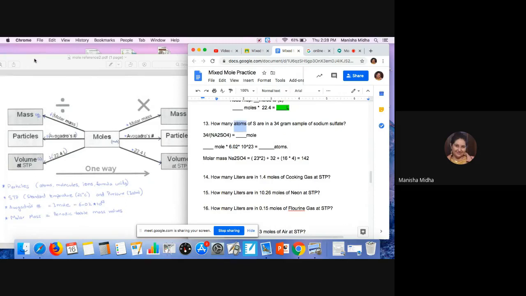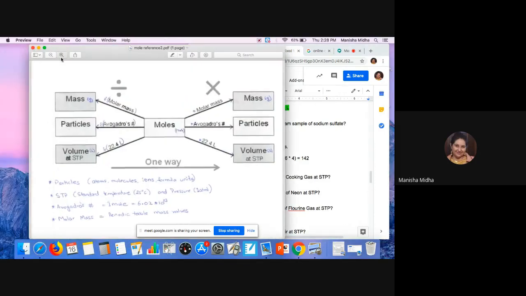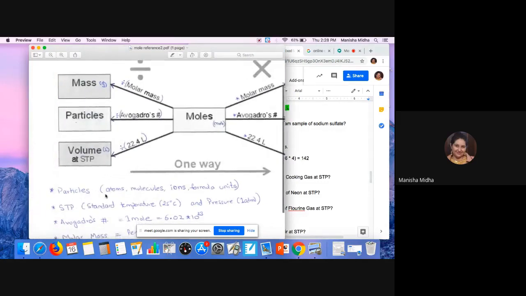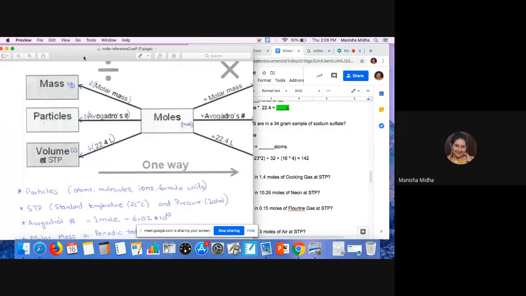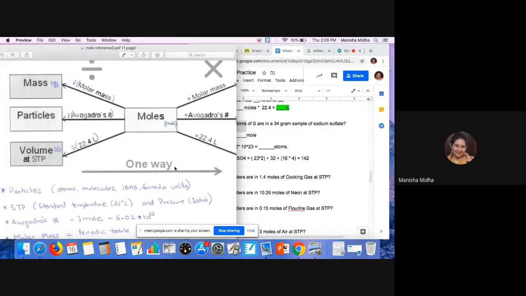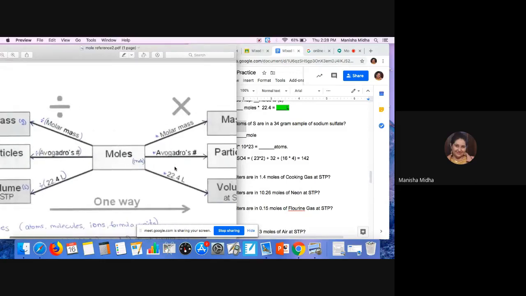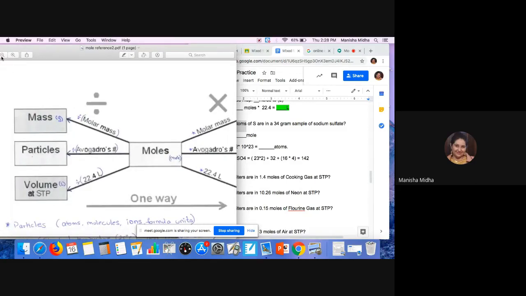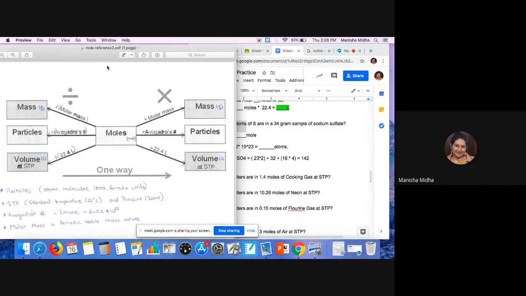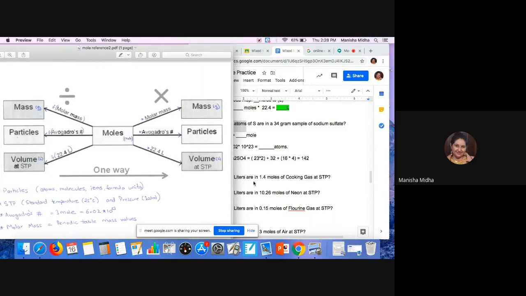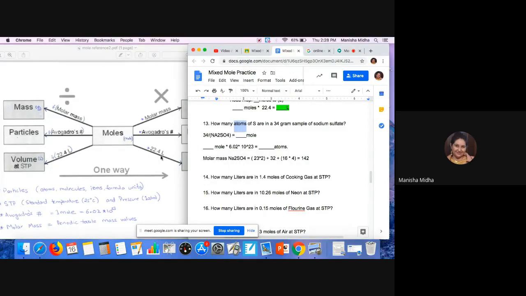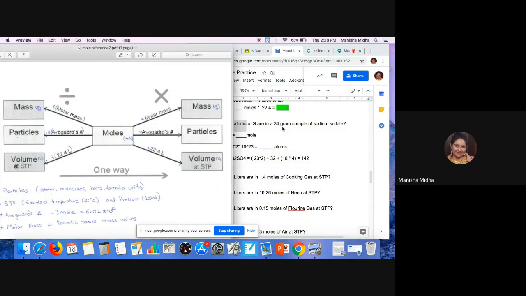As you can look in my notes, I'm going to magnify it again. Atoms belong to particles, so particles are right here. So we are going to travel from grams and we will reach particles. Let me minimize it a little bit so you can see the bird's eye view of this whole roadmap. It says how many atoms, that is particles, and grams, that is mass. This is where we begin because it's given.